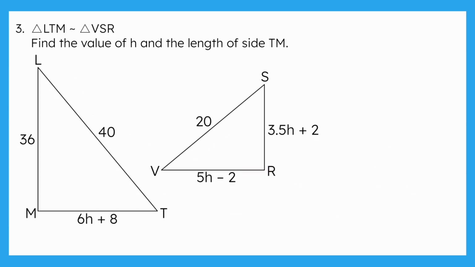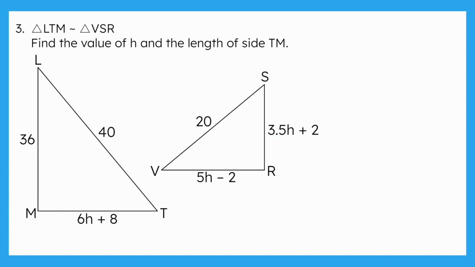Here's our next example. Triangle LTM is similar to triangle VSR. Find the value of h and the length of side TM. Which side corresponds with side TM in the smaller triangle? That would be side SR, since the letters are in the same position in the similarity statement.